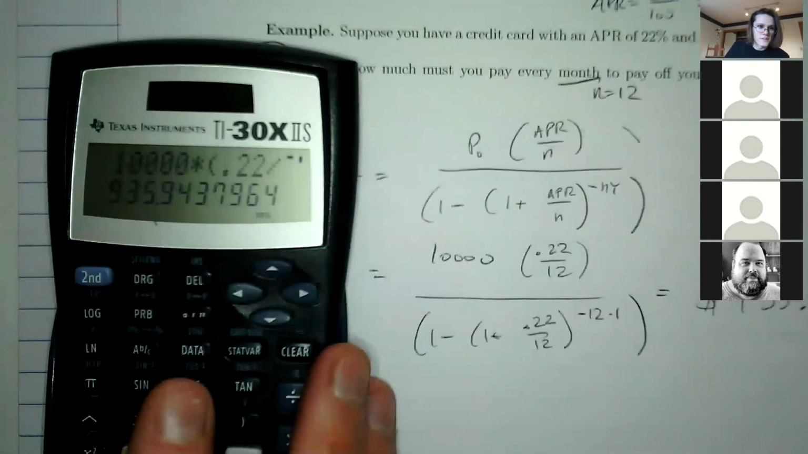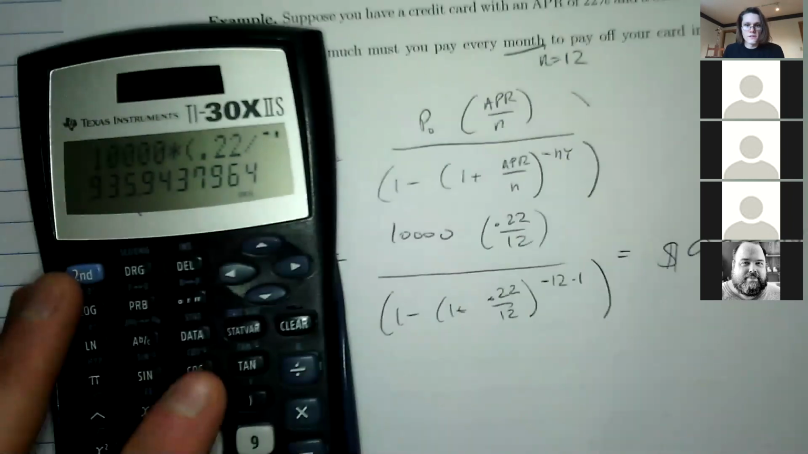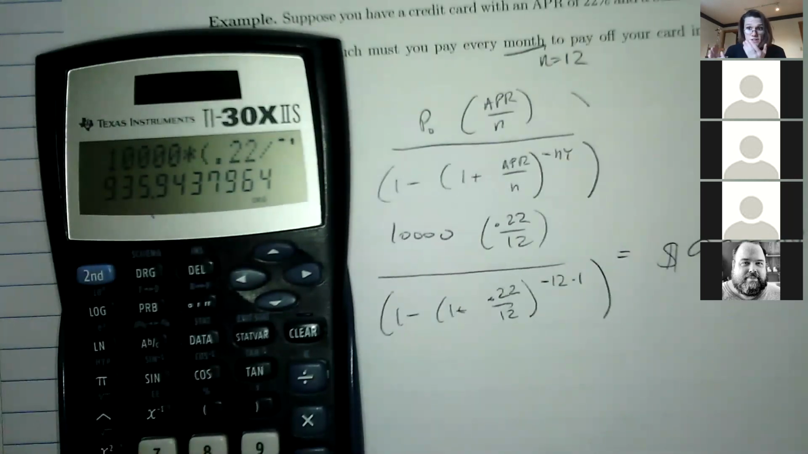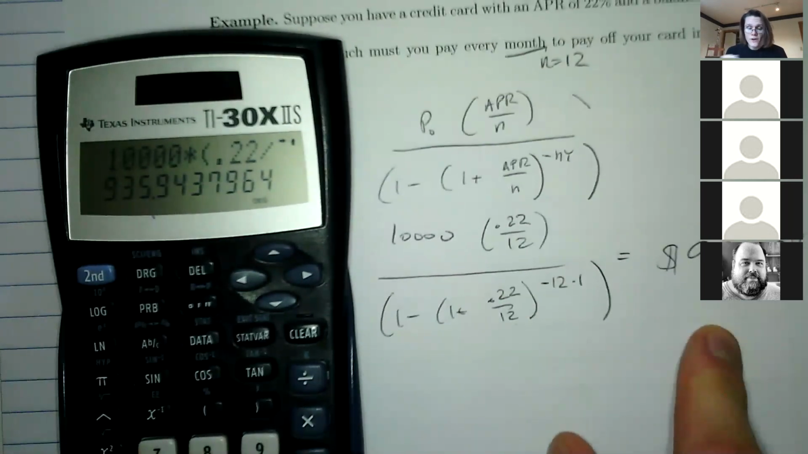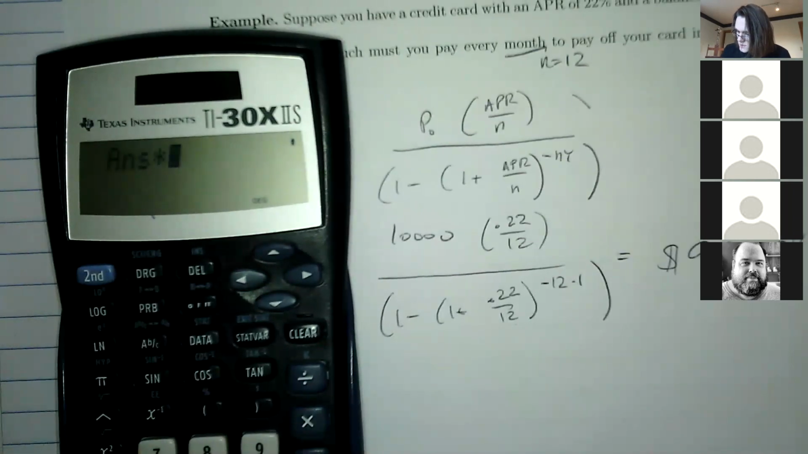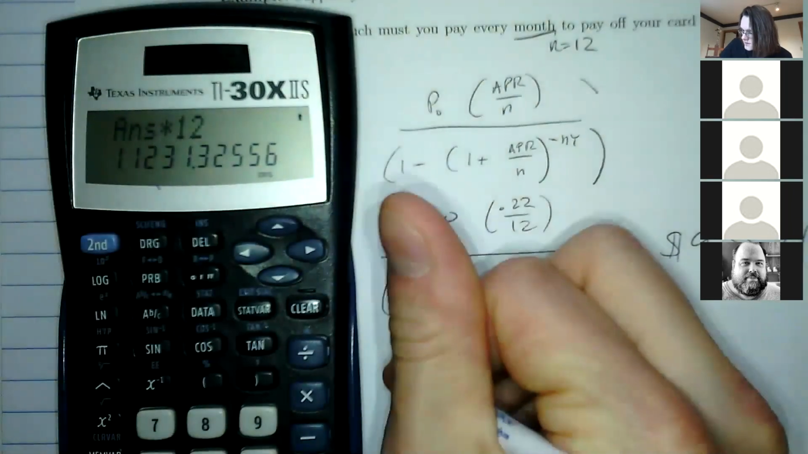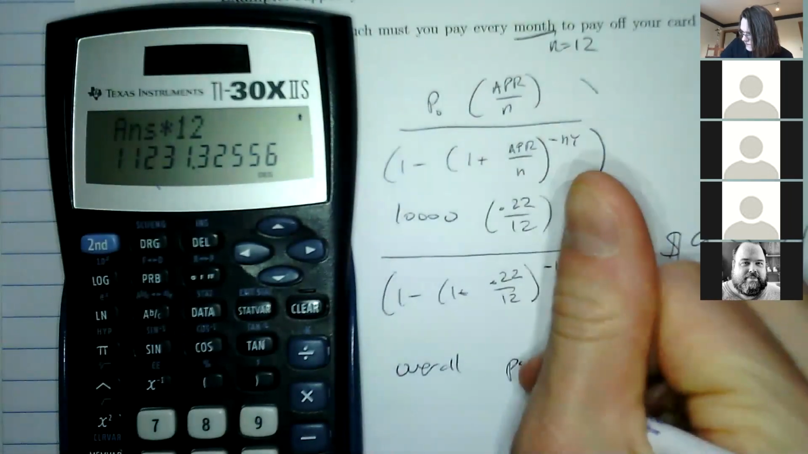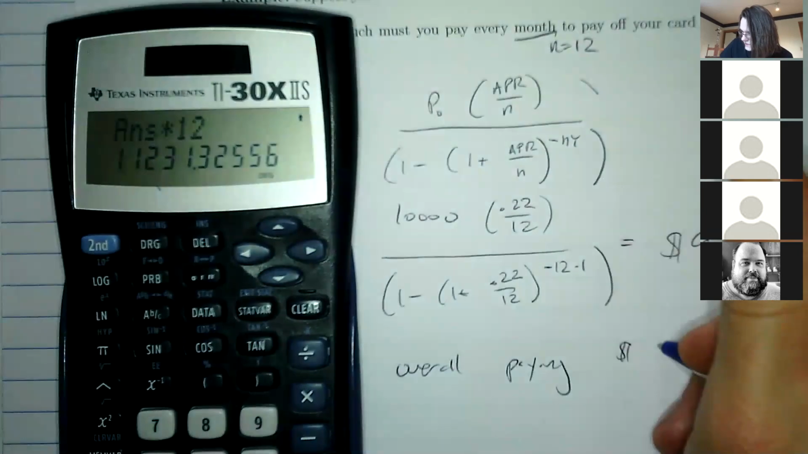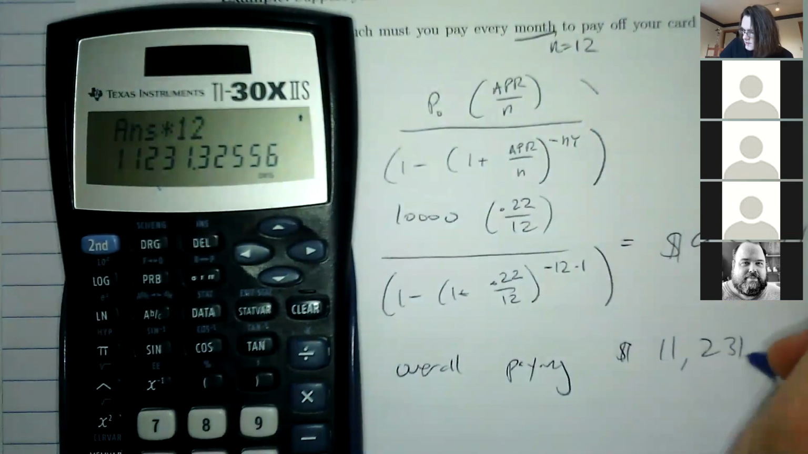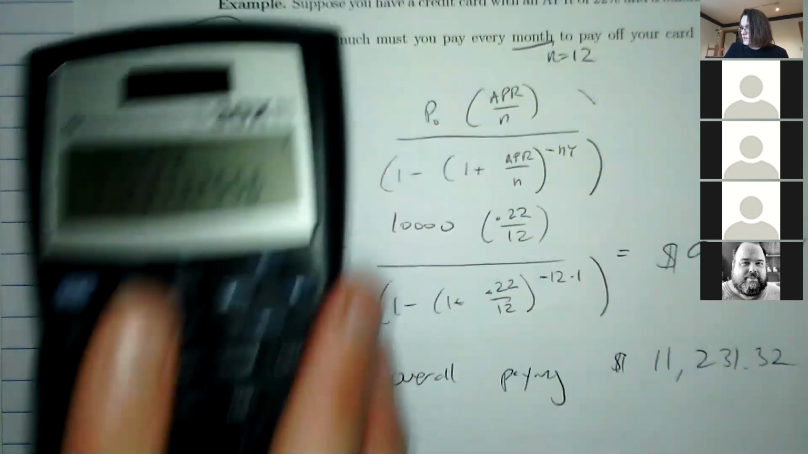All right. So it's like a decent chunk of change every month. And remember, there's 12 months in a year. I'm paying almost $1,000 a month. My whole balance was only 10,000. So if I multiply this times 12, overall I'm paying $11,231.32 on my $10,000 loan, right?